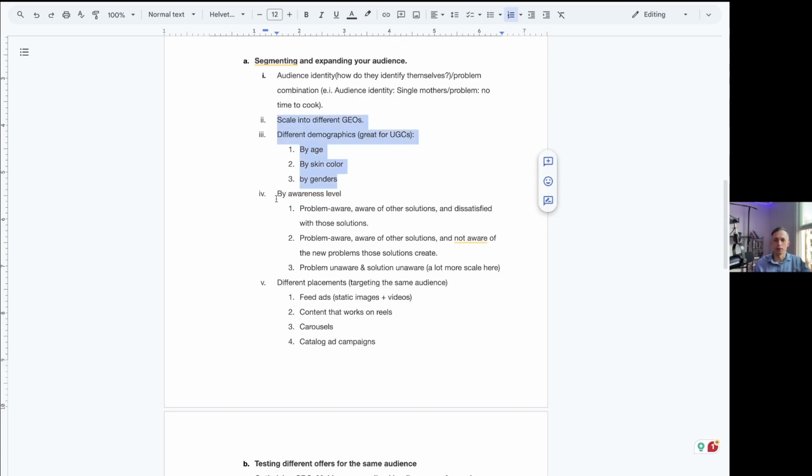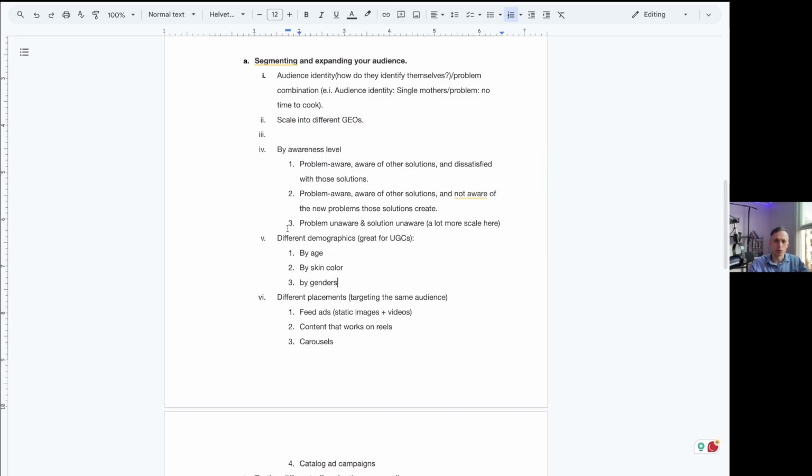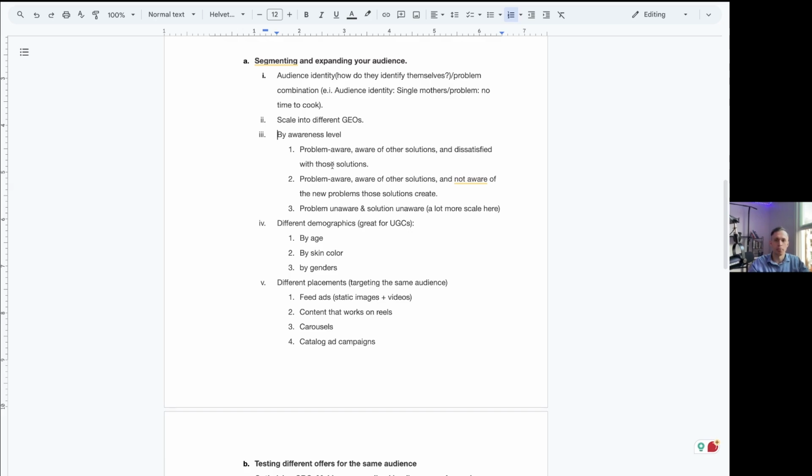And then there's awareness level. I think this one should be way higher up the spectrum, so we'll just move it around. But there are different awareness levels. Eugene Schwartz was talking about it. There's problem aware, and I think he was talking about it, but I made a few changes because this is more clear. So there's problem aware, and aware of other solutions, and also they're satisfied with those solutions. So this one's great.